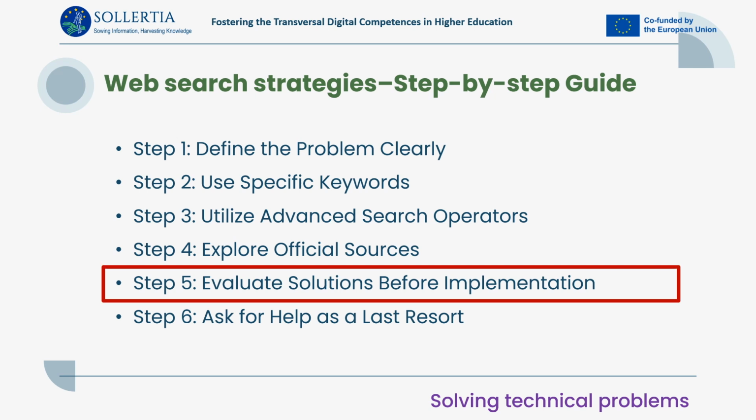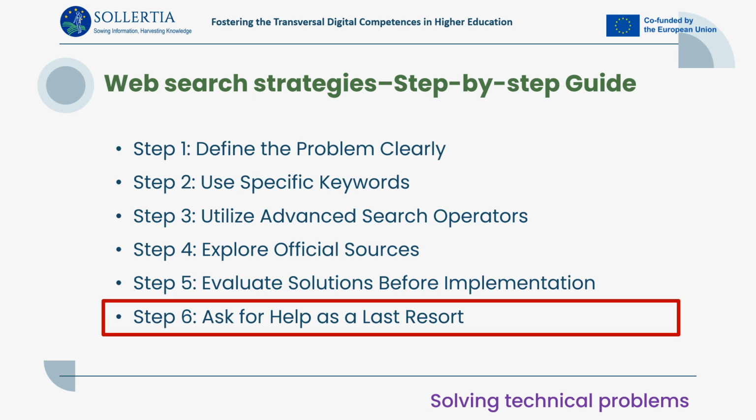In step 5, you need to evaluate solutions before implementation. Before implementing any solution, carefully evaluate its suitability and safety. Be cautious with procedures that involve modifying system settings or using third-party software. Ask for help as a last resort. You do this if you cannot find a satisfactory solution or the issue is complex. Consider seeking help from technical support, professional technicians, or online communities.